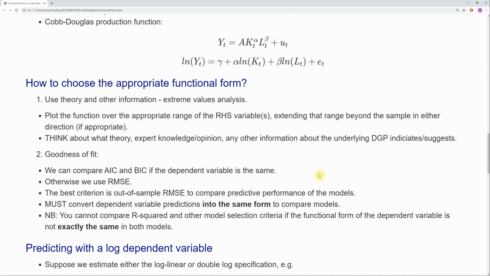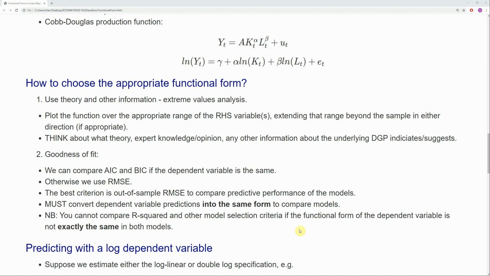So your AICs and BICs are going to come from different dimensions, and you're not going to have a fair comparison between your models. However, you can use root mean square error on your data points. If you have different dependent variables, you can make sure that you convert them to the same dimension and then calculate what would be their prediction for your data points. And then because they're in the same dimension, it's fair to compare them.